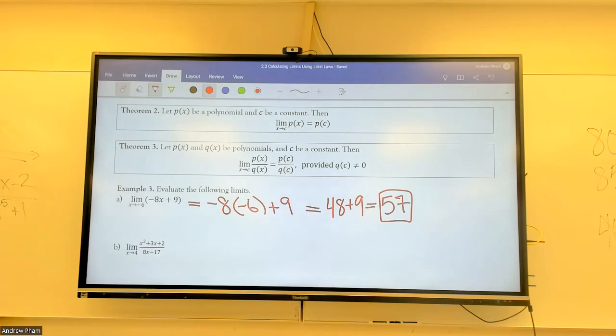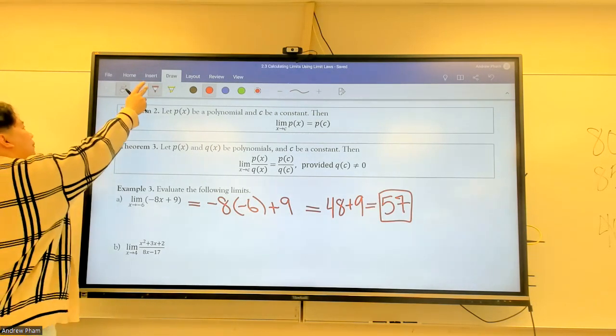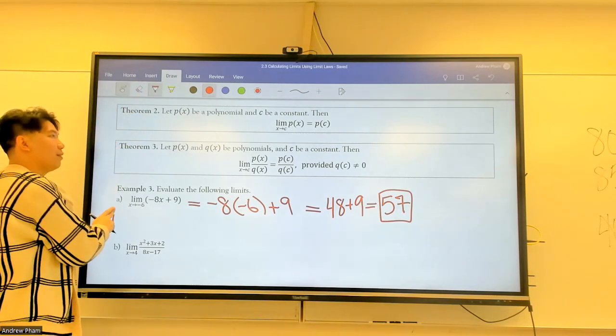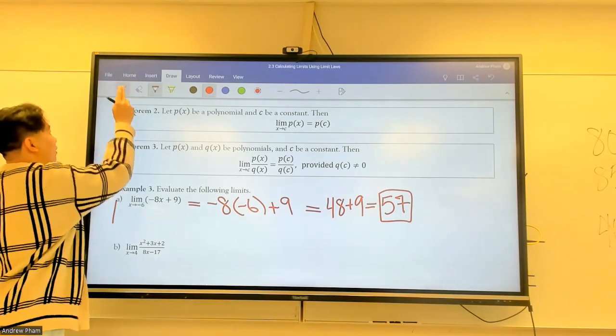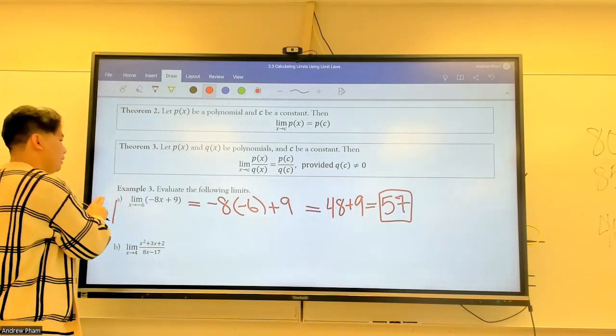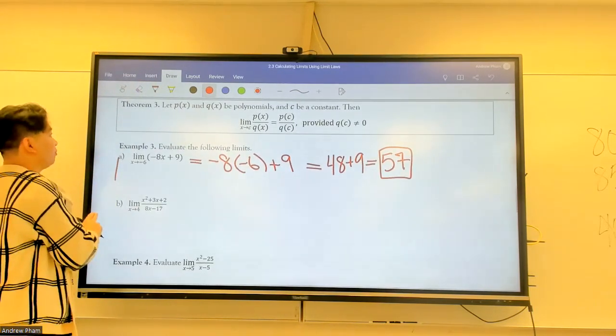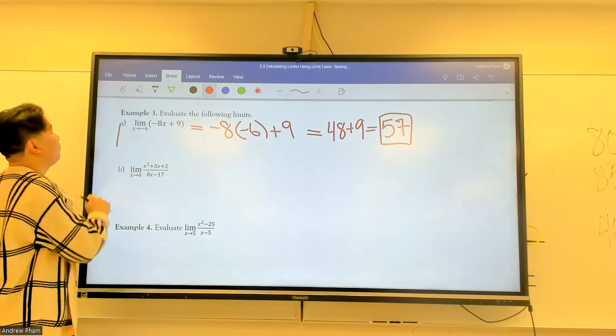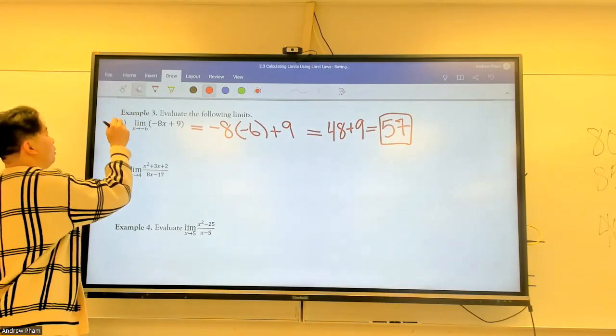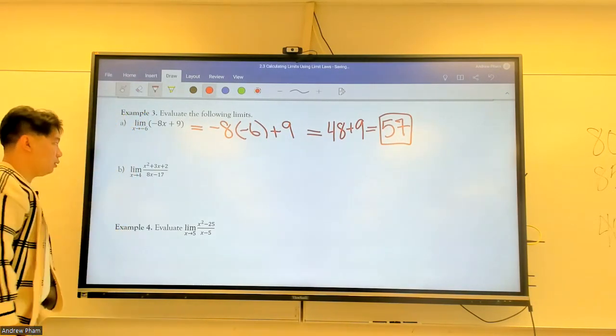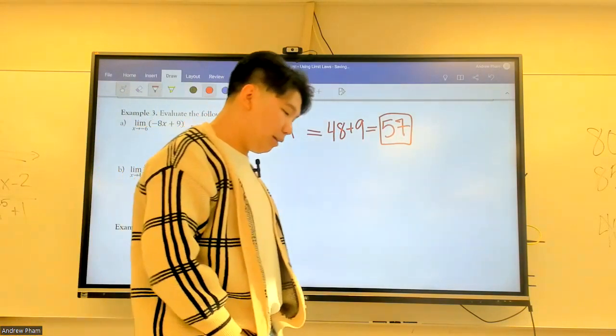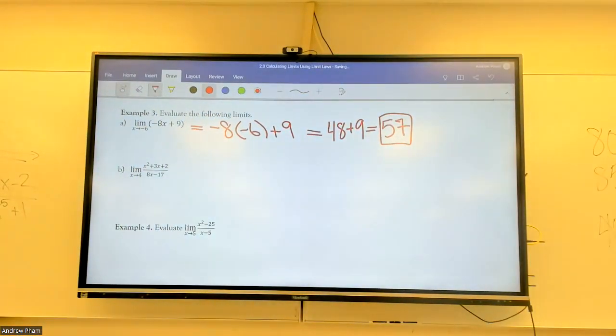So we have part A. Let's see if part B will be any different for us. Move this up here. All right, so part B, similar, same instructions. This time I've got the limit as x goes to 4 of x squared plus 3x plus 2 all over 8x minus 17.